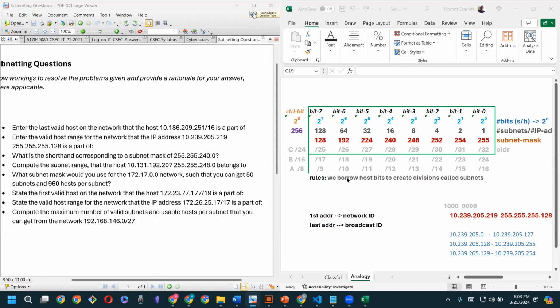A few persons reached out and wanted to clarify some of the stuff here. I thought it prudent just to use today's session to have a look again at some of these subnetting problems.